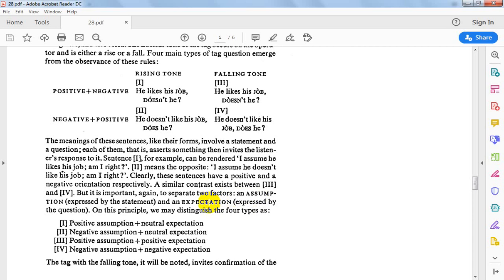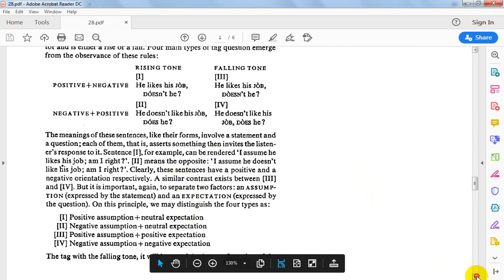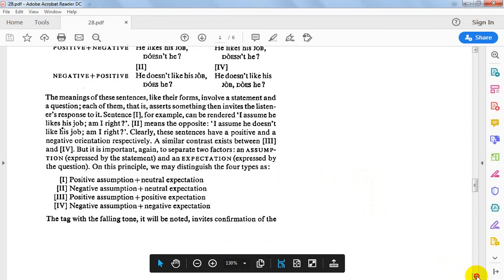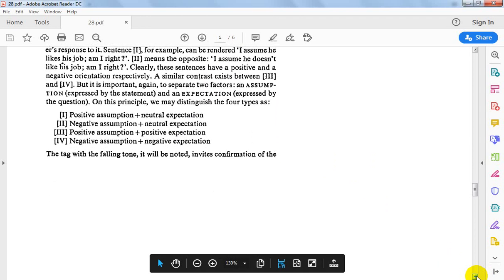So, the assumption is expressed by the statement and the expectation is expressed by the tag question. On this principle, we may distinguish the 4 types as: positive assumption plus neutral expectation, which is the first case; negative assumption plus neutral expectation; positive assumption plus positive expectation; negative assumption plus negative expectation. The tag with the following term will be noted in bytes.